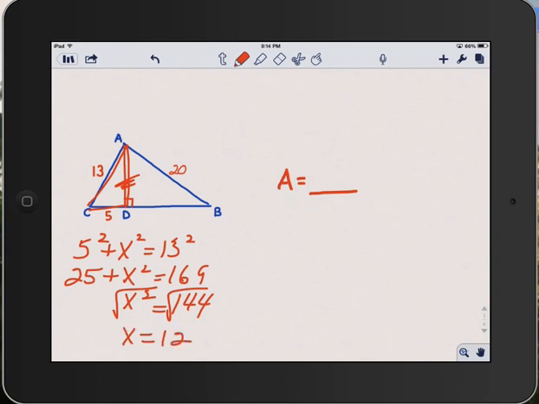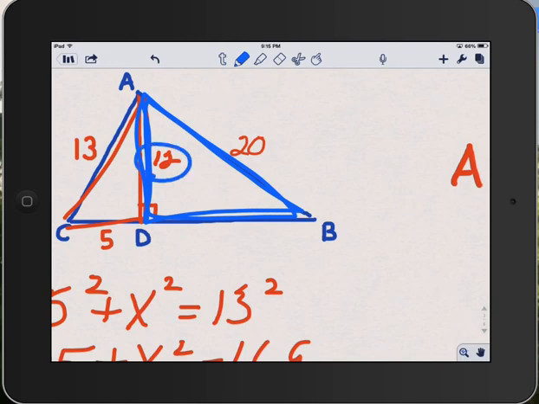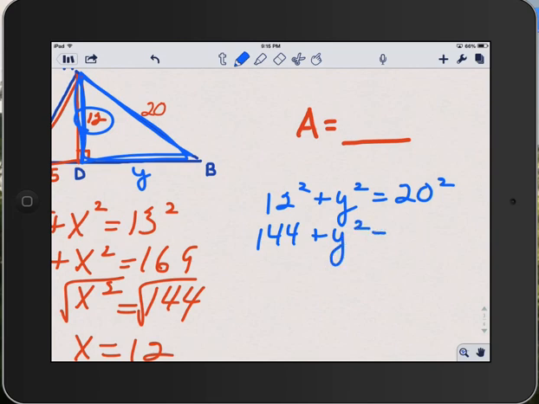So zooming in on the diagram, we just found the length of this vertical segment to be equal to 12. Now if we look at the triangle on the right, this right triangle, we now know 2 of the 3 sides there, so we'll call this leg over here y, and we'll solve for y. 12 squared plus y squared equals 20 squared, so 144 plus y squared equals 400.